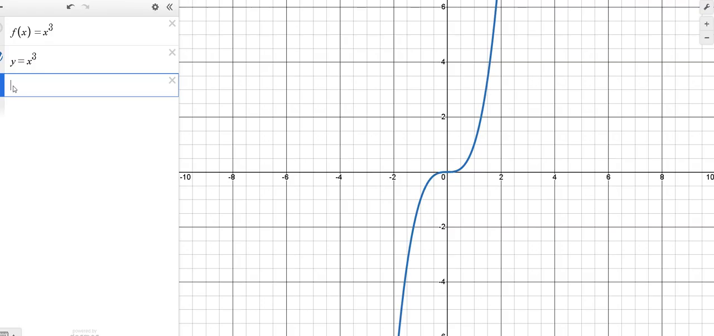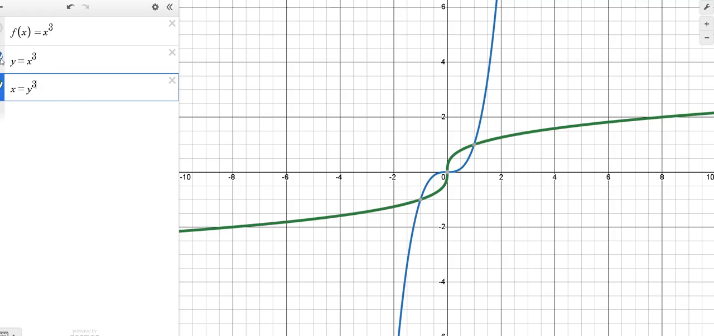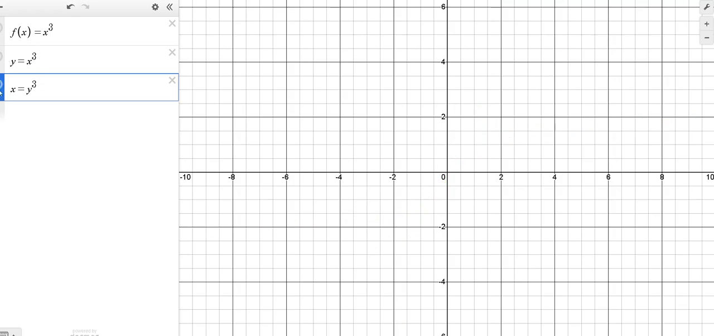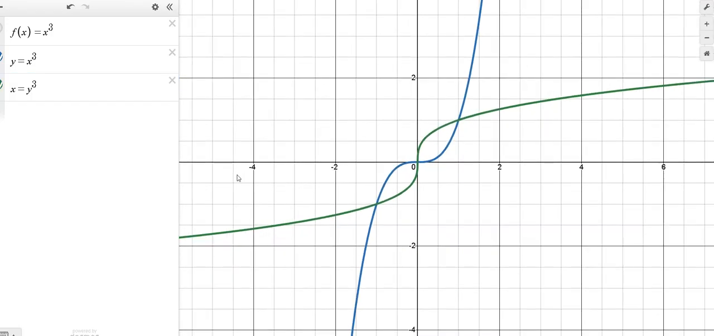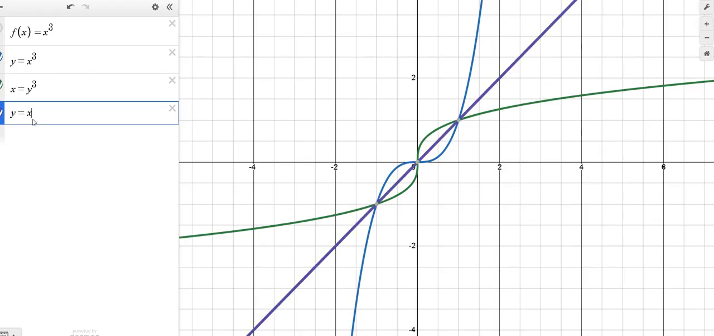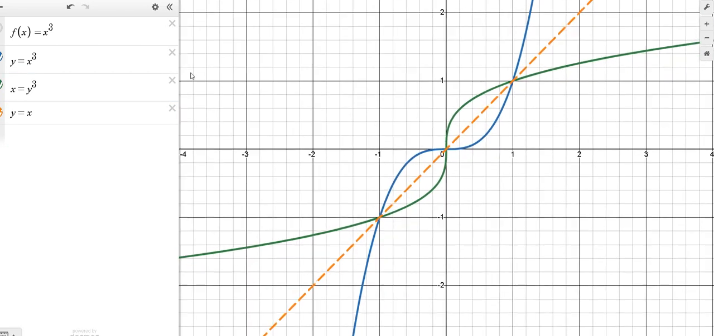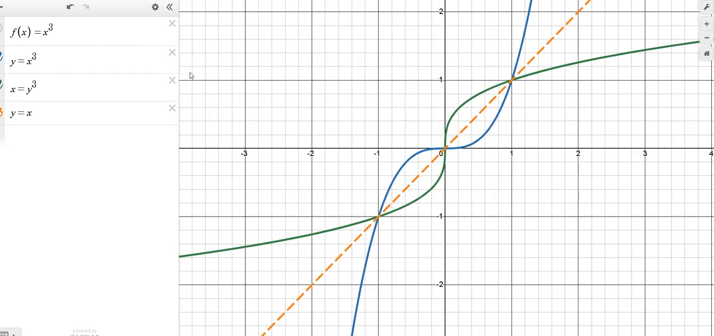This is something you just can't do on your graphing calculator, but watch. Let me put in x equals y cubed. And there's your inverse. That's pretty cool. You don't have to have y solved for in decimals. And take a look at this. Let me add in one other line here, y equals x, and let me change it up a little bit. There you go.